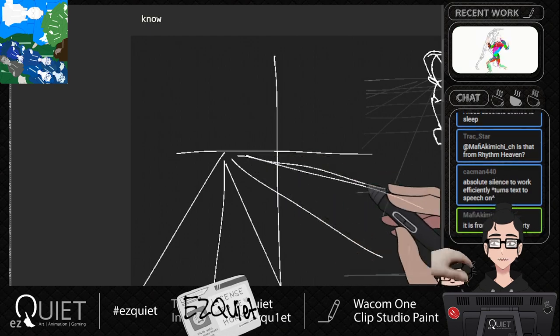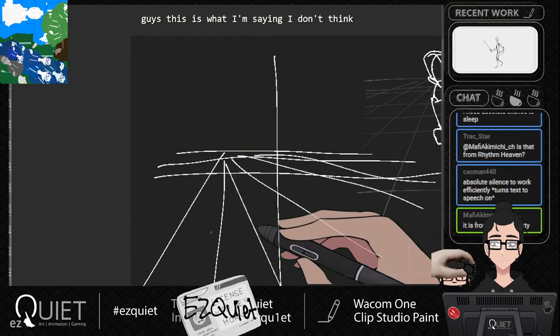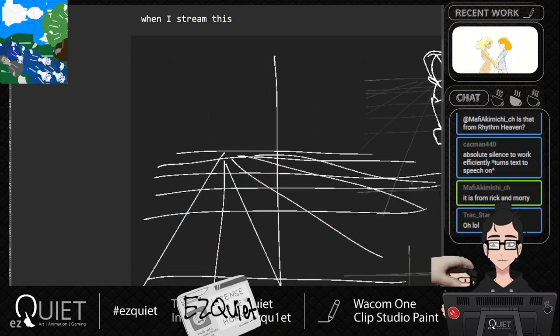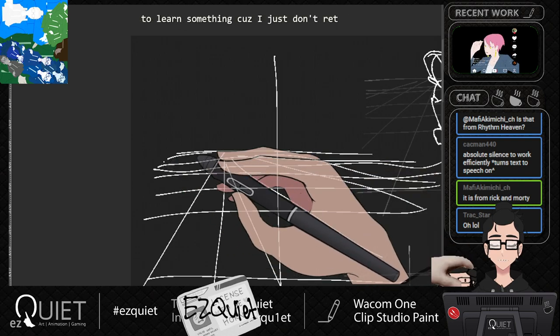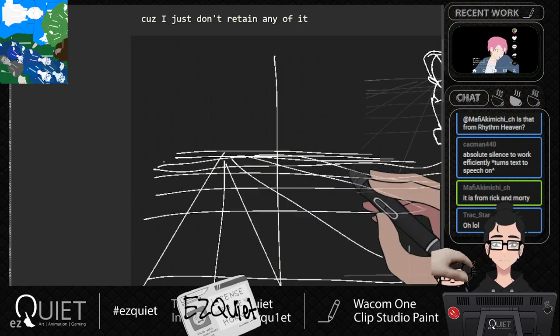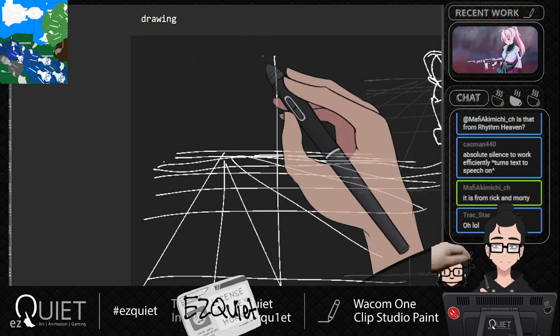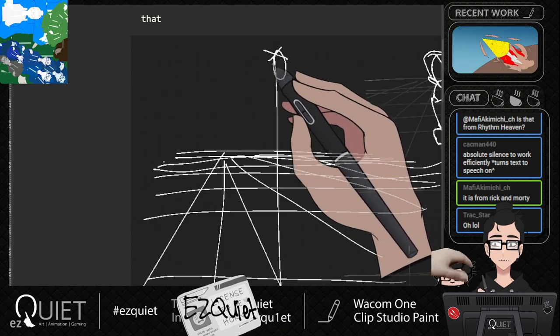You know, this is what I was saying, guys. This is what I'm saying. I don't think when I stream. Streaming is the most inefficient way for me to learn something because I just don't retain any of it. This is really just a chatting stream as I'm drawing. The drawing is just visual stimulus for you guys, so that it doesn't just seem like I'm talking, you know?